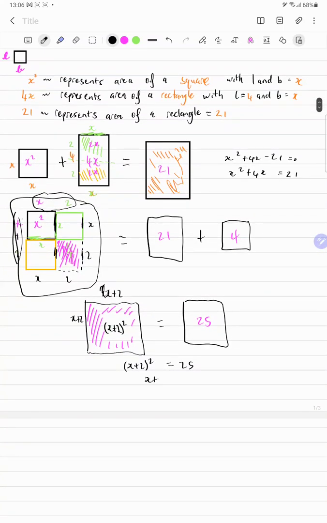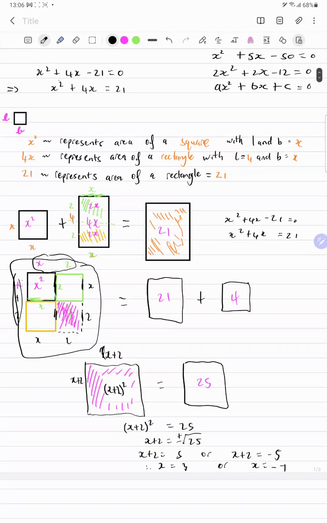This implies that x plus 2 is equal to the square root of 25. x plus 2 is equal to 5, or x plus 2 is equal to negative 5, right? So therefore x is equal to 3, or x is equal to negative 7. And we have just visually proved why completing the square works.